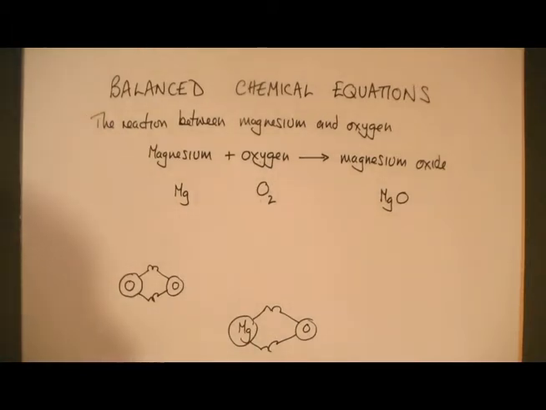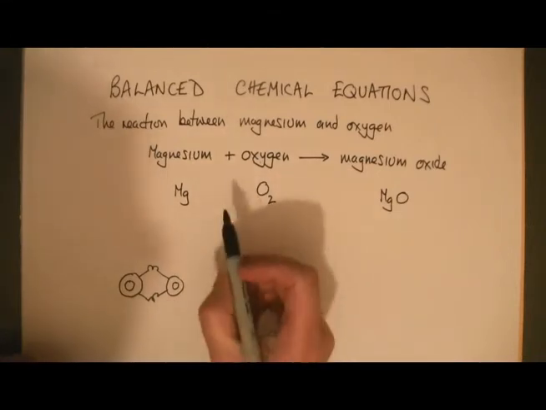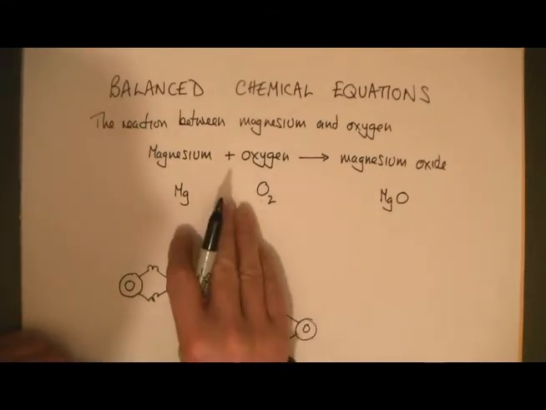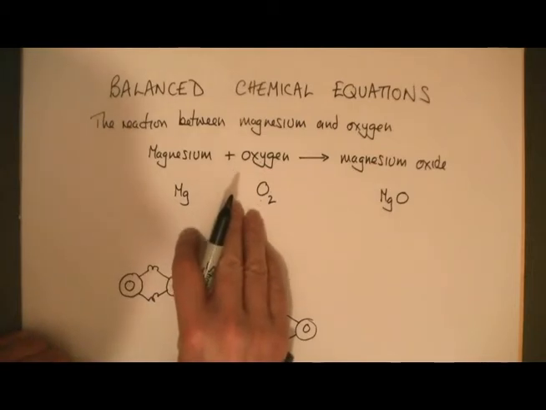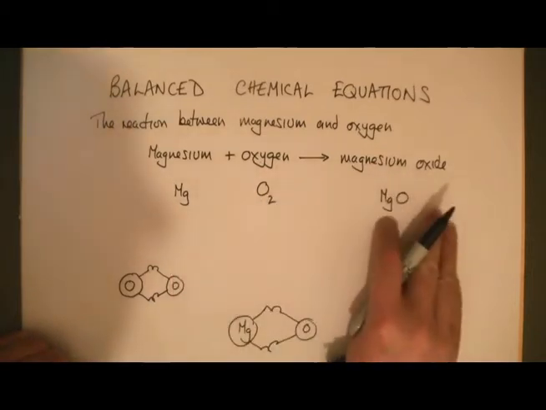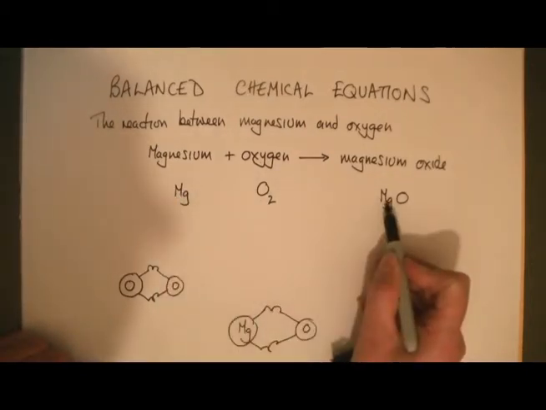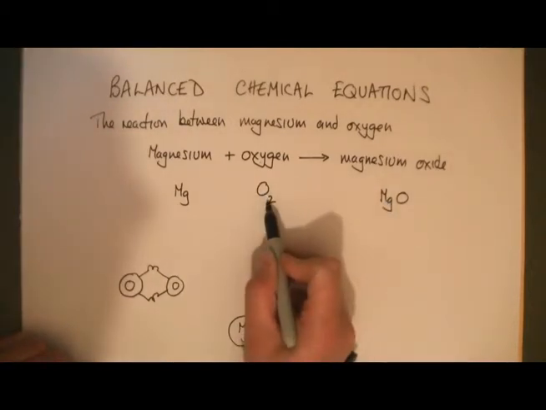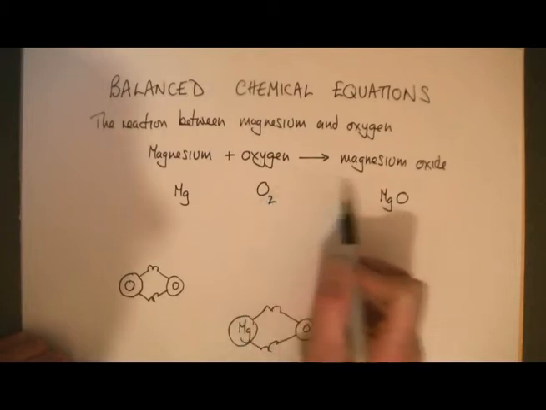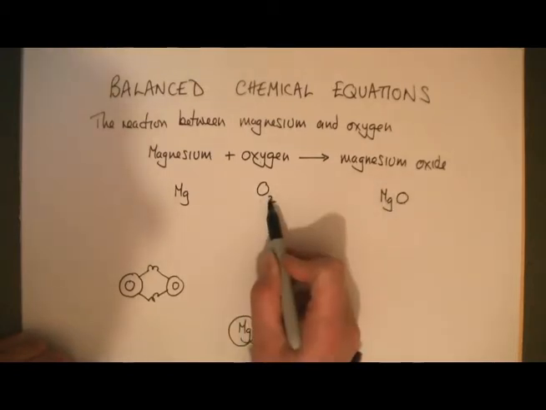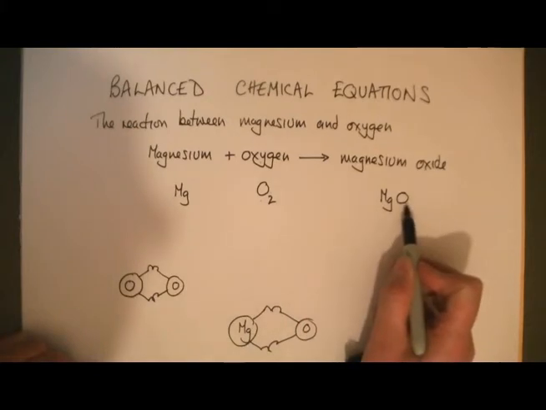Right, now the rule is that however many atoms of each type I've got on this side in my reactants, I've got to have the same number of that type of atom on that side. So if I've got one magnesium atom there, I've got one magnesium atom there, so that's okay. I've got two oxygen atoms here, but I've only got one there. So if I'm starting with 2, I've got to end up with 2.